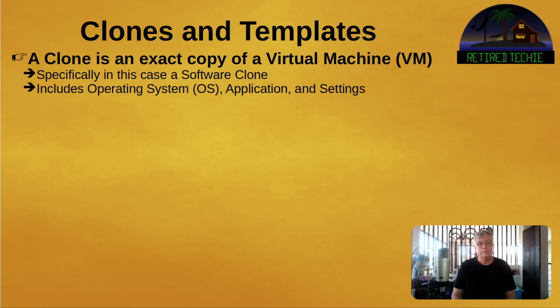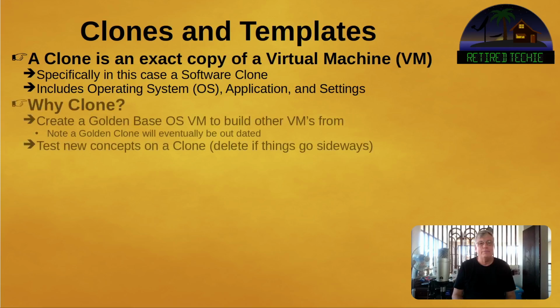Why clone? Well, for myself, I create a golden base image of an OS, and I'm going to be building multiple different types of images from that OS. Then I can clone the base OS and expand it to the purpose I want. I should note that even if you have a golden clone, it's eventually going to be out of date, even if you have a rolling release or a set release for your distribution. At some point it will be out of date. You'll need to make a new one.